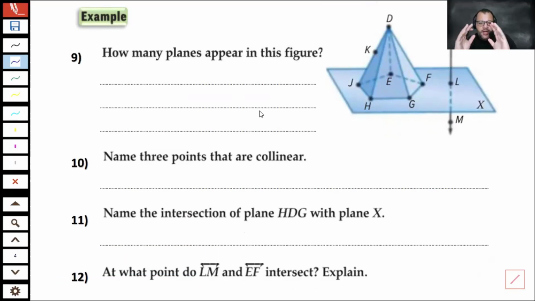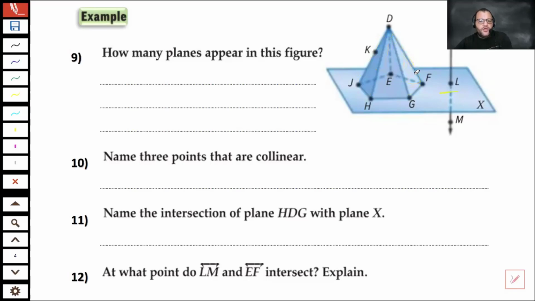Do you have a tissue box? Or any book? Just count the planes. So how many planes will you find? I will shade it here. That's the first one. And that's the second. Third. Fourth. Fifth. And sixth.